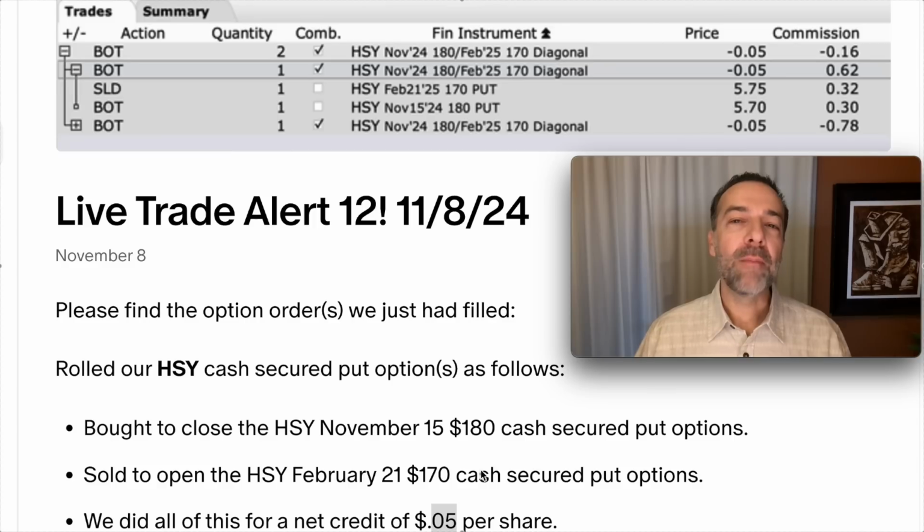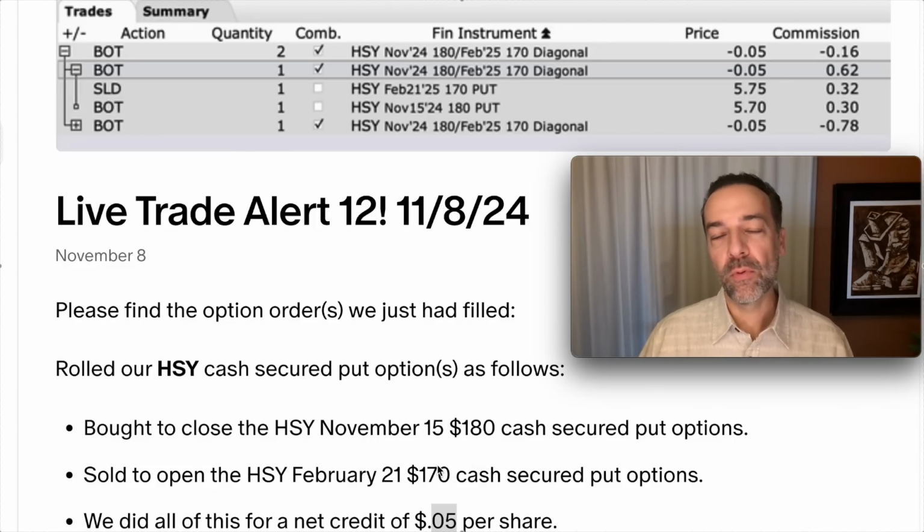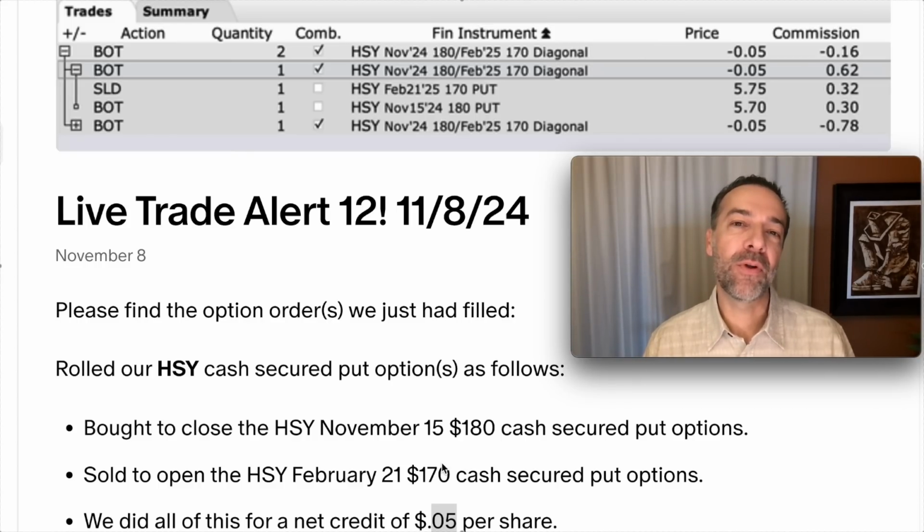Now, I mentioned that I rolled that November option out to February. Why did I go that far out in time? I mean, that's 3 months out in time, and I like to sell shorter term options. I like to sell them when they have expiration day between 20 to 60 days. So why did I go out to February?